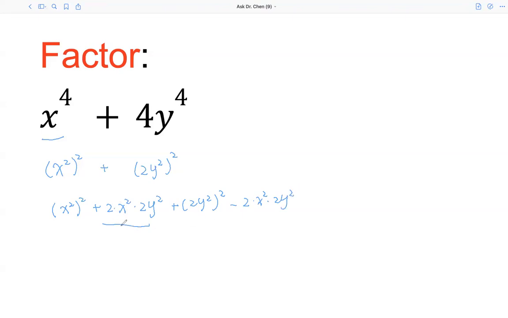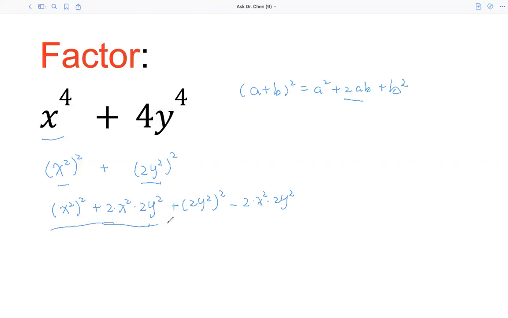Remember, that's the perfect square form, right? Let me just remind you. We have a plus b squared. That's a squared plus 2ab plus b squared. So in this case, we have a squared and b squared, which is missing the middle term 2ab. So a in our case is x squared, so we multiply by 2 with x squared. b in our case is 2y squared, so 2 times a times b. We have to subtract, right? Whatever we add, we have to subtract, because we can only add 0.